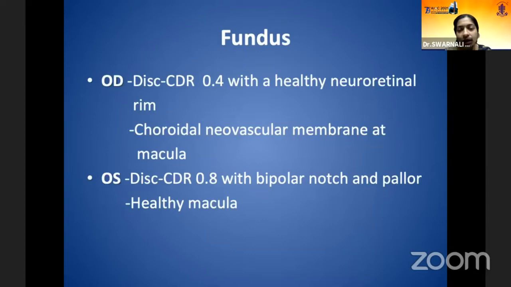The patient was dilated to examine the fundus. And it revealed that in the right eye, the cup disc ratio was 0.4 with a healthy neuroretinal rim. Choroidal neovascular membrane was seen at the macula in the right eye, which explained the low vision in the right eye. But in the left eye, the cup disc ratio was 0.8 with a bipolar notch and a significant pallor in the disc, but the macula was healthy. So this explained the RAPD, which we observed in the left eye.